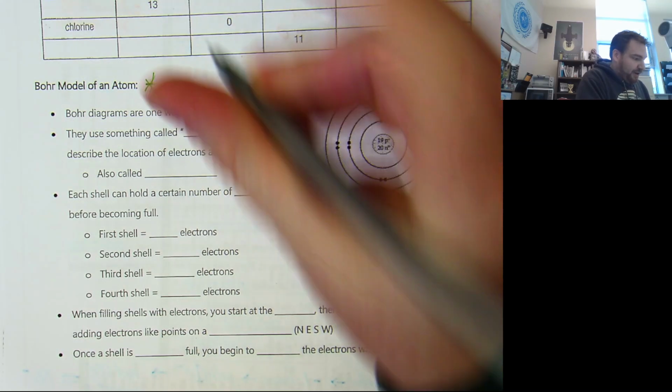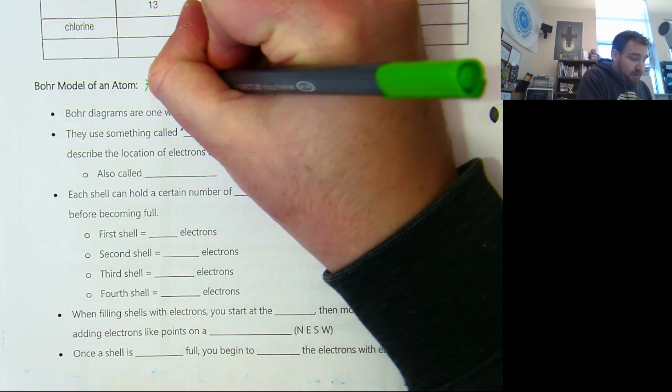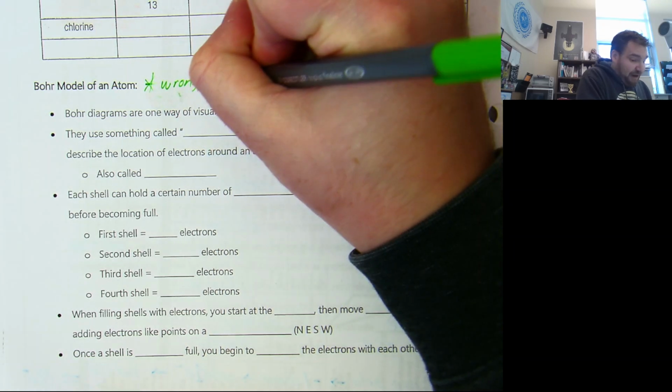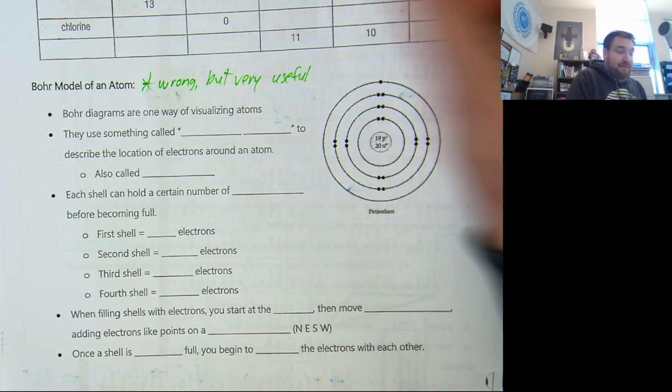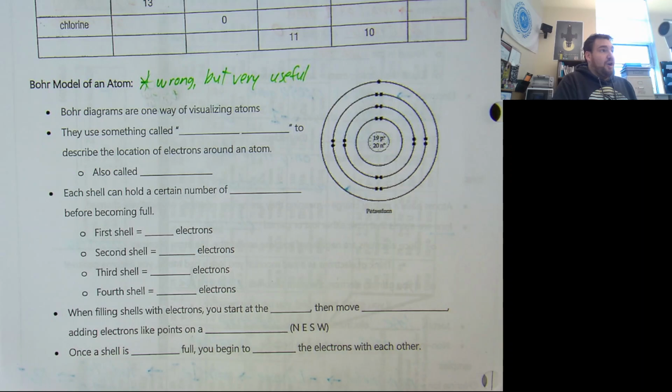So I was making a quick note here. The model is wrong, but it's very useful. Our current model, you can't actually draw on a piece of paper nicely. There's 3D shapes going all sorts of different directions. And so the Bohr model is quite a convenient one. But atoms don't actually look like this.